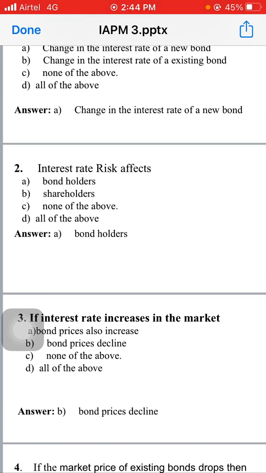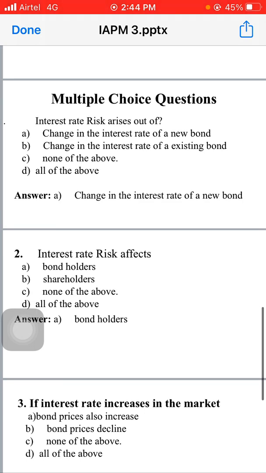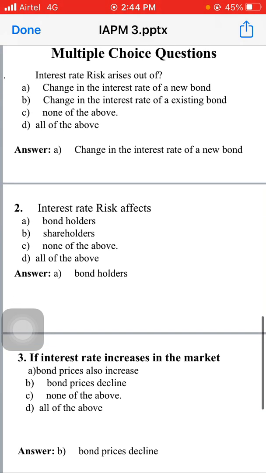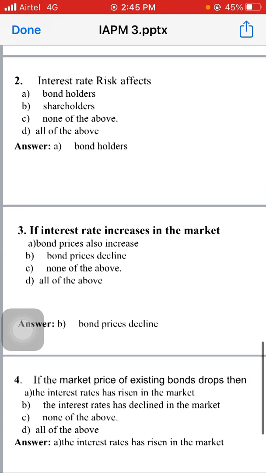If interest rate increases in the market, the bond prices also increase, bond prices decline, none of the above, all of the above. We know that if interest rate increases in the open market, the bond prices in the secondary markets will decline. It is option B, bond prices decline.